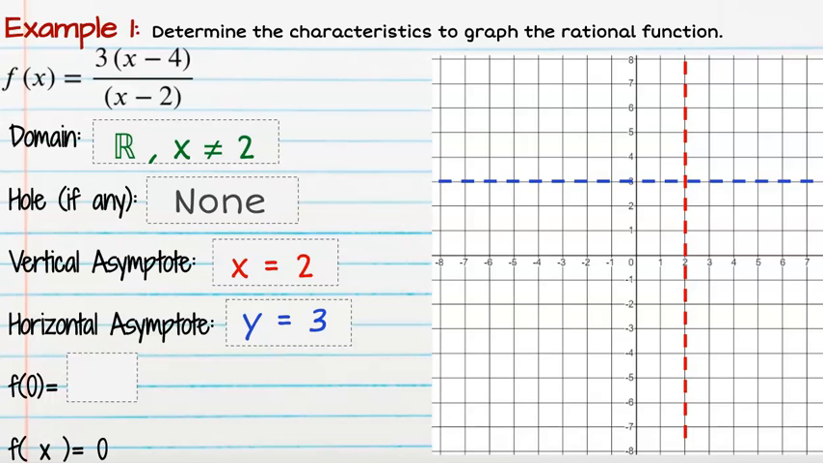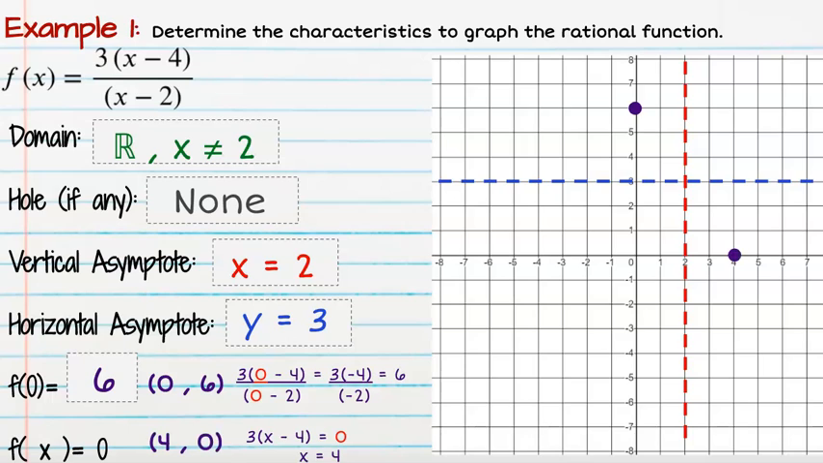Now let's talk about our intercepts. Let's substitute 0 in for x and solve. We find the value of 6. So we have a y-intercept of 0, 6. Lastly is our x-intercept. Let's set the numerator equal to 0. So our x-intercept is 4. Now we can sketch in the remaining curves. And we've graphed the rational function.